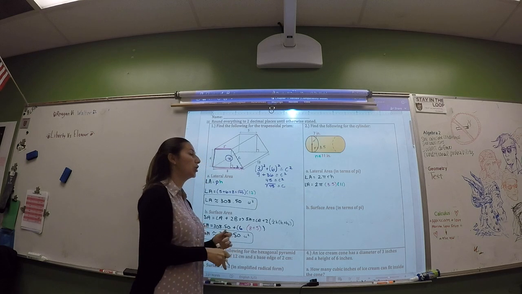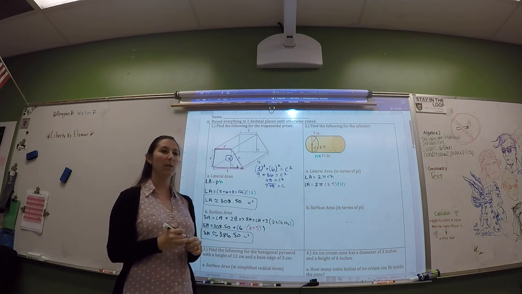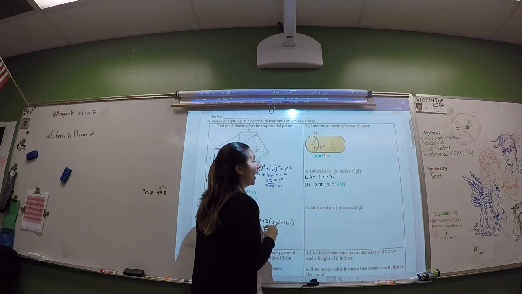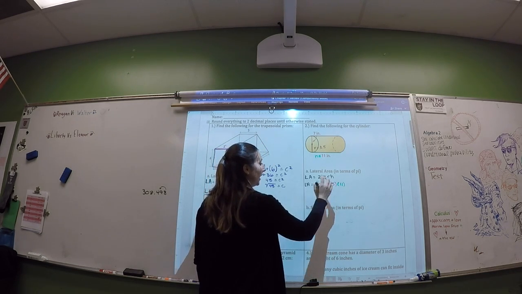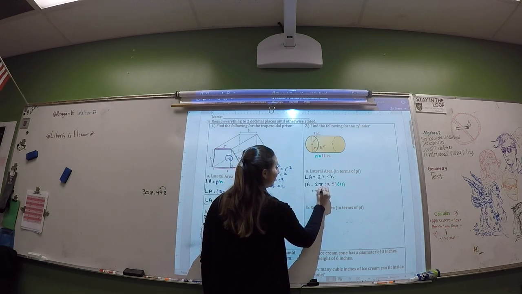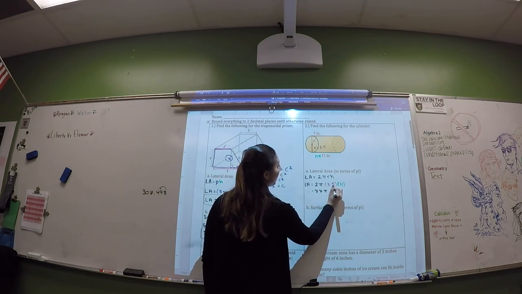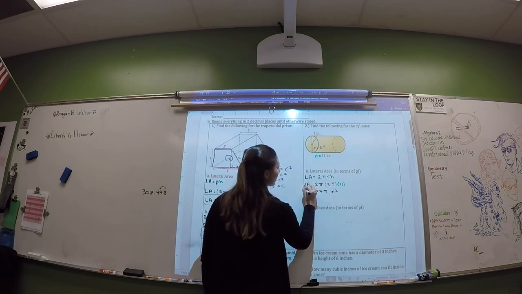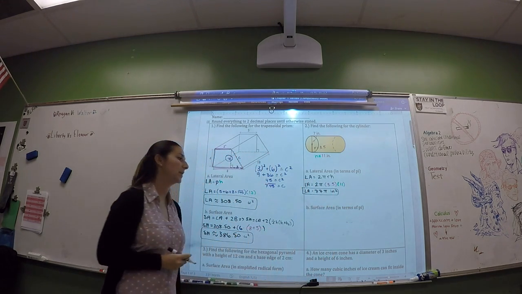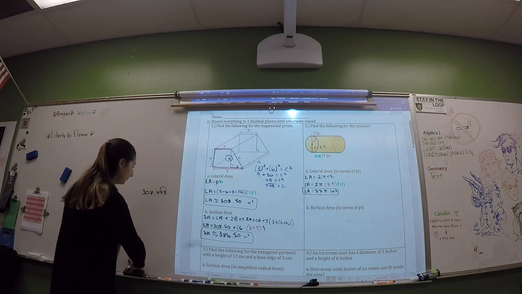Okay, so again, show the formula, show you plugging the things in. Then you're going to simplify, but leaving it in terms of pi. So 2 times 3.5 is 7. 7 times 11 is 77 pi. And these are in square inches. That's your lateral area in terms of pi.